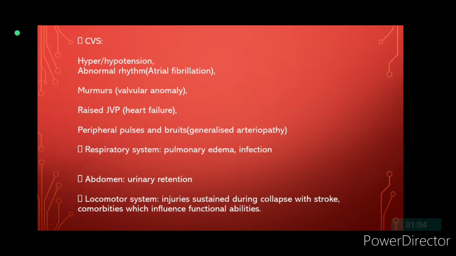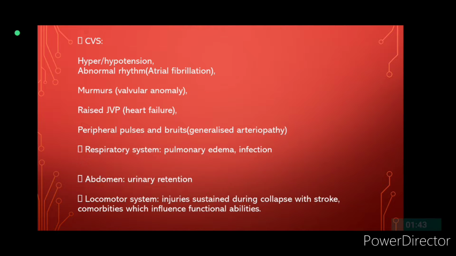CVS. Hyper or hypotension, abnormal rhythm, atrial fibrillation, murmurs, valvular anomaly, raised JVP, heart failure, peripheral pulses and bruits, generalized arteriopathy.